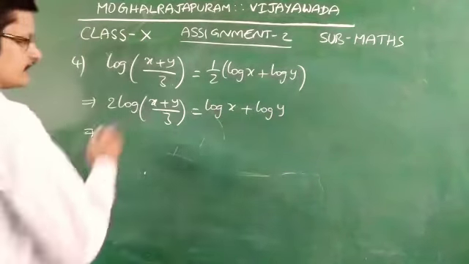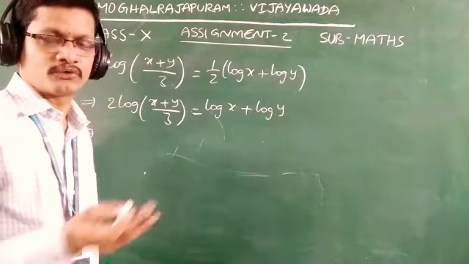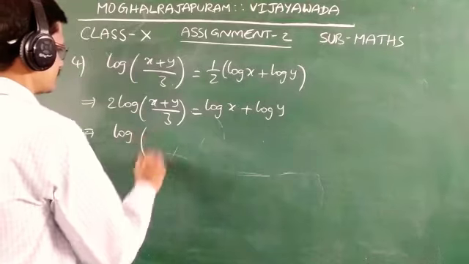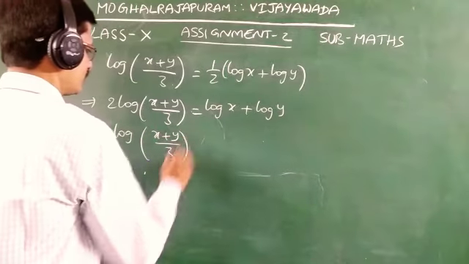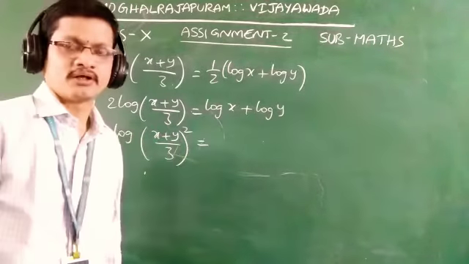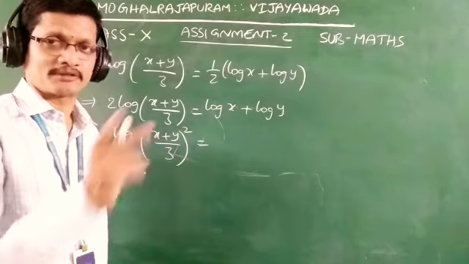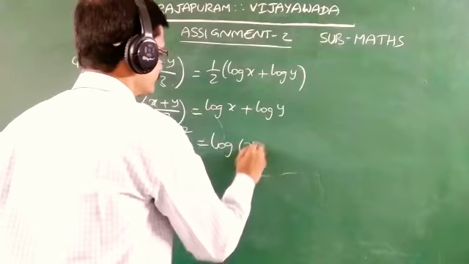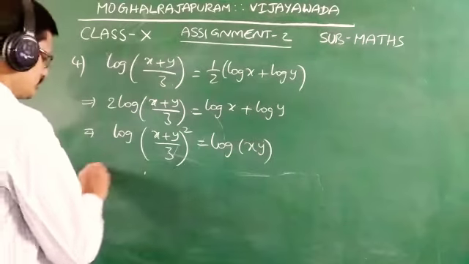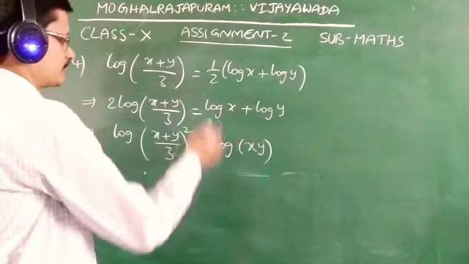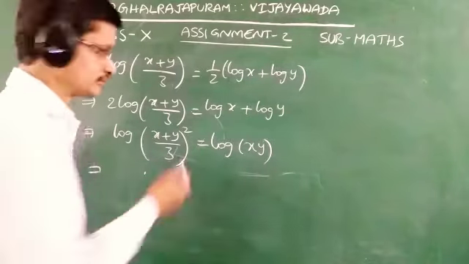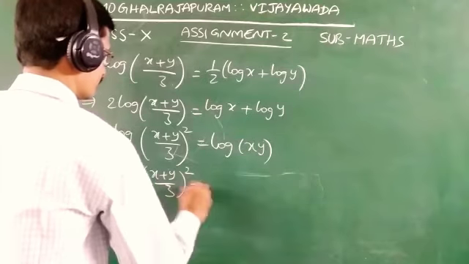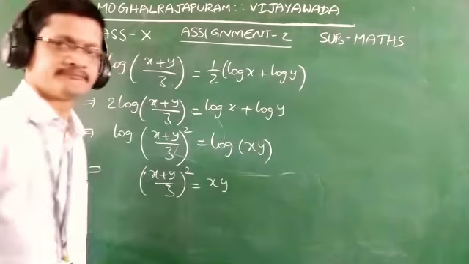Now, log a power m is equal to m log a, meaning m log a is equal to log a power m. So this can be written as log ((x plus y) by 3) whole square. Log a plus log b is equal to log ab. So this is log ((x plus y) by 3) whole square is equal to log xy. Log a is equal to log b means a is equal to b. So ((x plus y) by 3) whole square is equal to xy.